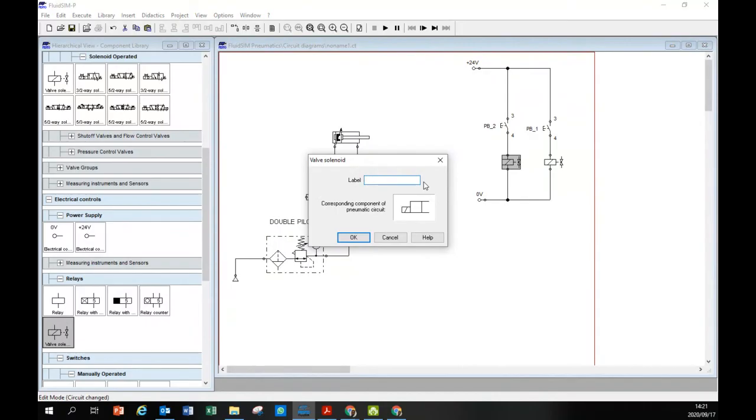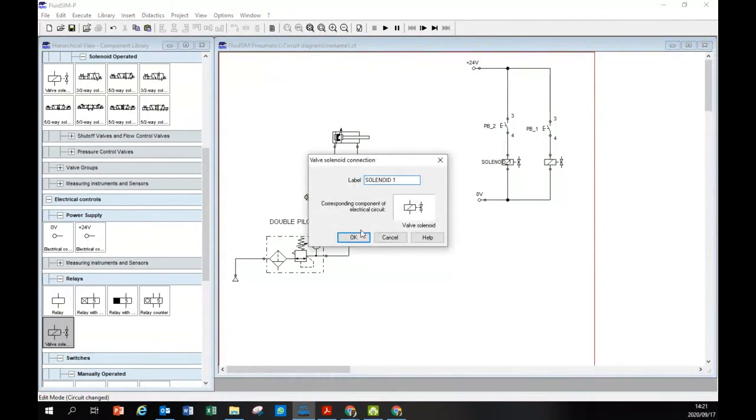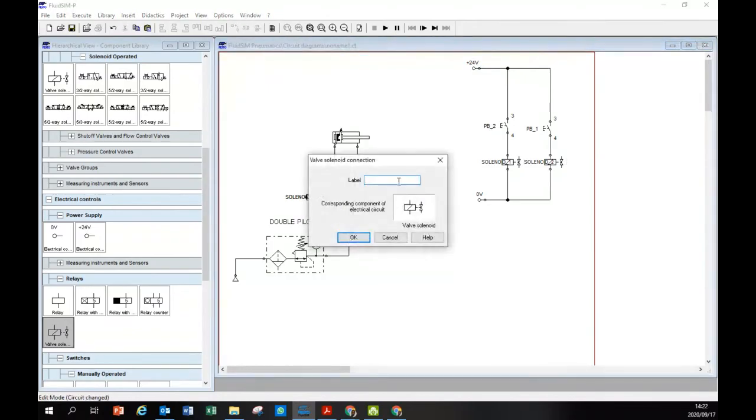Obviously, I'm the one who started this, so let me finish it. Solenoid. Spelling. Oh, solenoid 1. I'll do something stupid, tell me. Solenoid 1. Come this side, solenoid 1. You see that? Solenoid 1. Come here, solenoid 2. Come this side, solenoid 2.